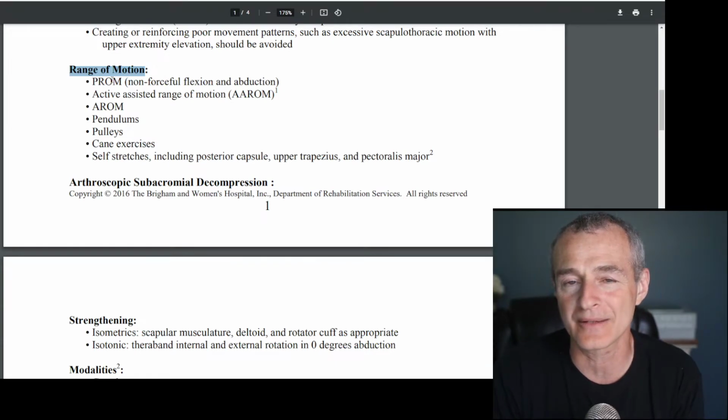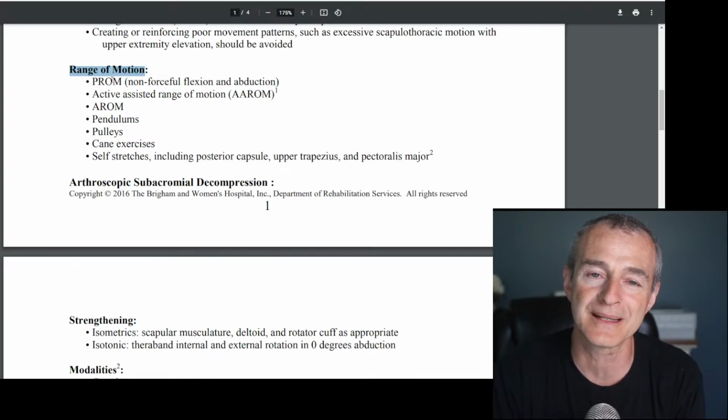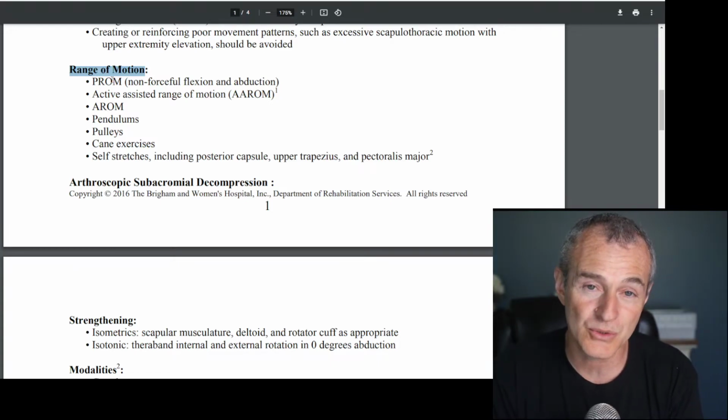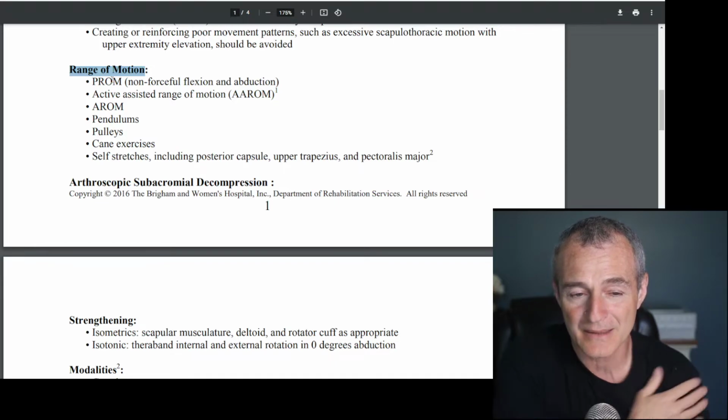I also like self massage at this point, using a tennis ball against the door frame. I have other videos on the channel showing you how to do multiple self massage strategies, but we're focusing on certain structures within the shoulder, specifically the posterior joint capsule. That's the back of the shoulder, the connective tissue in the back of the shoulder.